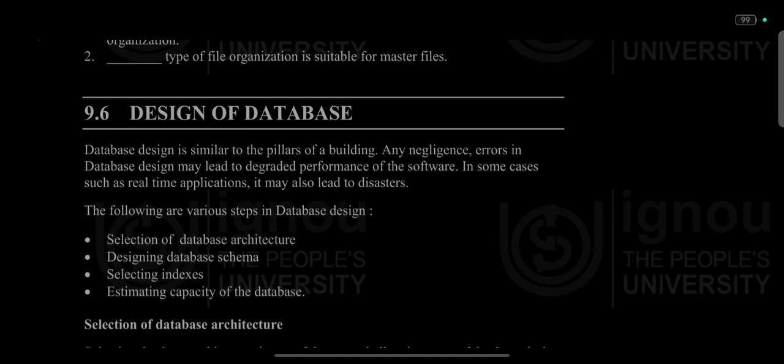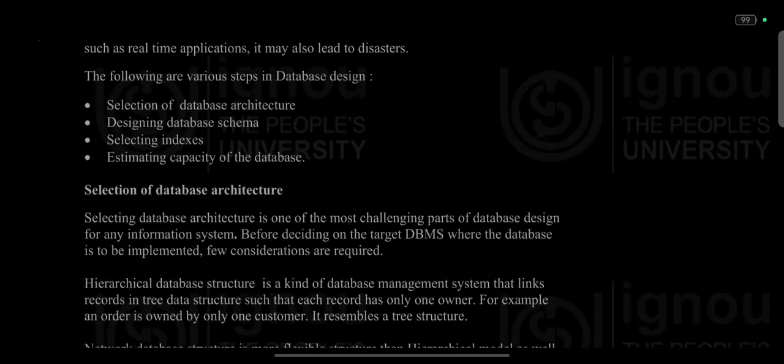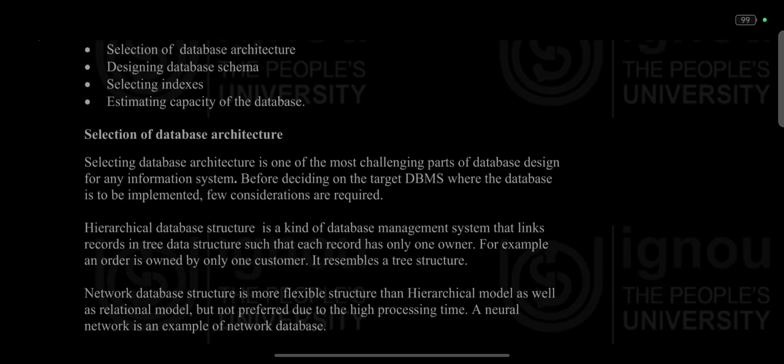Let's begin. Database design is similar to the pillars of a building. Any negligence, errors in database design may lead to degraded performance of the software. In some cases, such as real time applications, it may also lead to disasters. The following are various steps in database design. Selection of database architecture, designing database schema, selecting indexes, estimating capacity of the database.